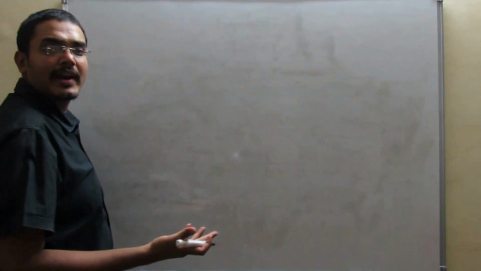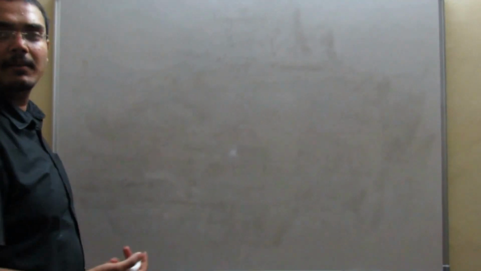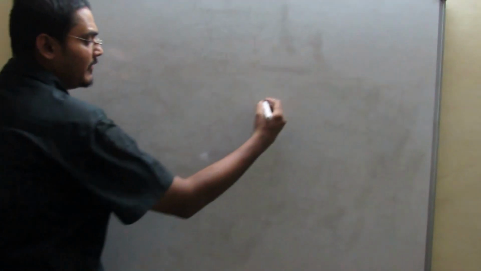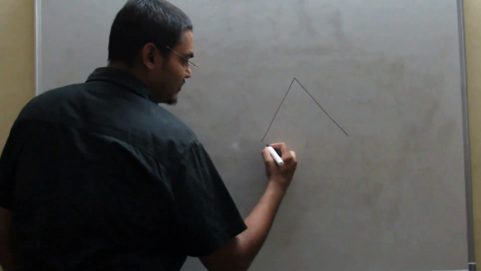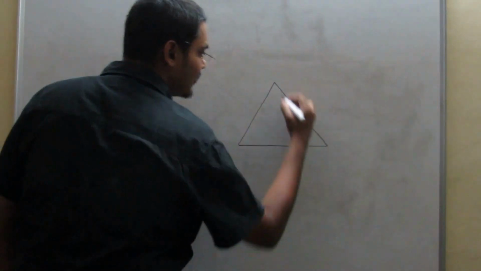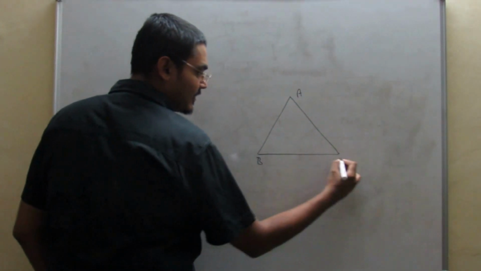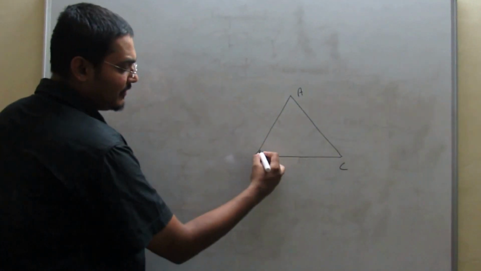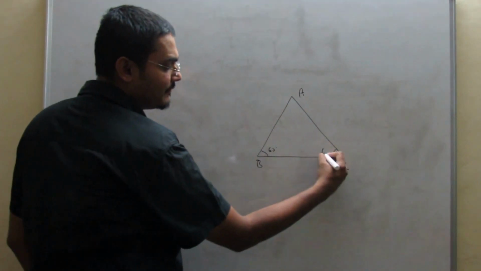Okay, why did I talk about right angle? Because perpendicular and base exist in right angle. If I am given any other triangle, let's say an isosceles triangle or an equilateral triangle, let's talk about an equilateral triangle ABC. In an equilateral triangle, we know that each angle is 60 degrees.